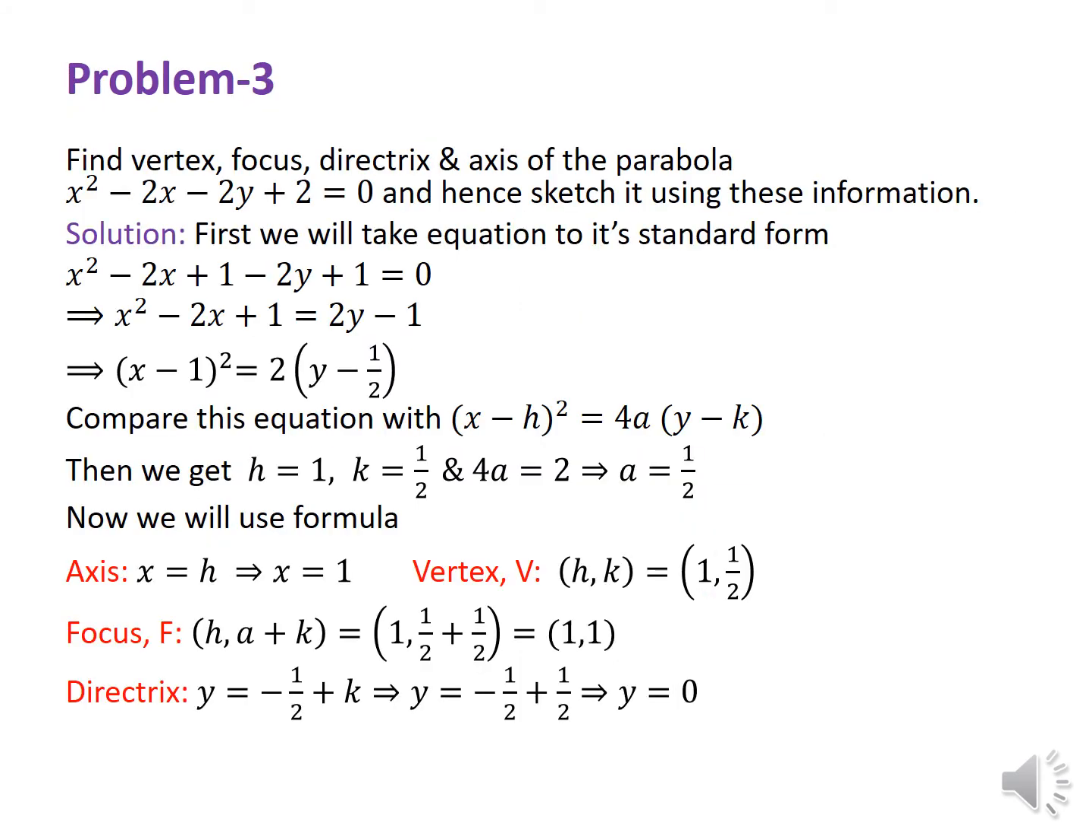We have another problem here, and in this problem the equation of the parabola is like this: x square minus 2x minus 2y plus 2 is equal to 0. Actually this equation is not in the standard form of the parabola, so first we have to convert this equation to the standard form. So we have to complete the square first. We have what?